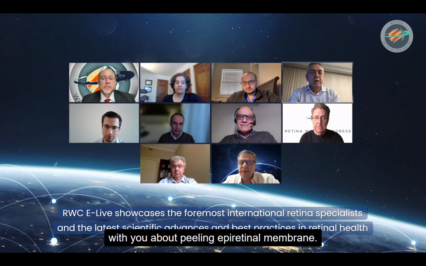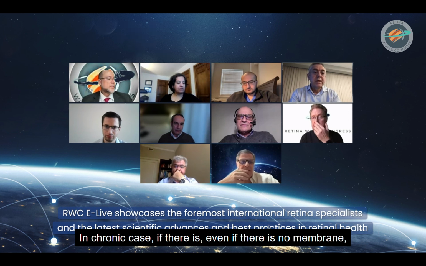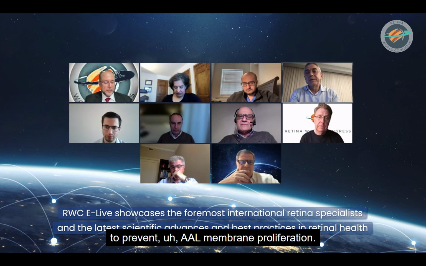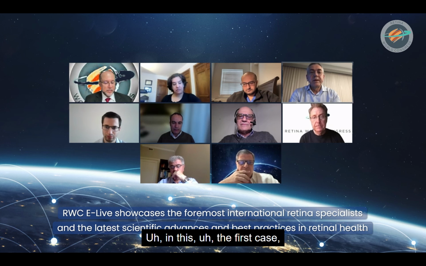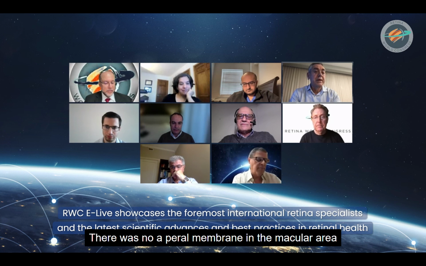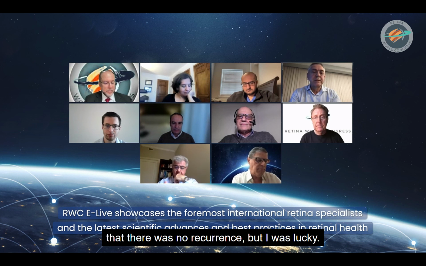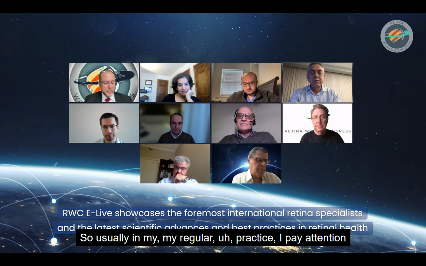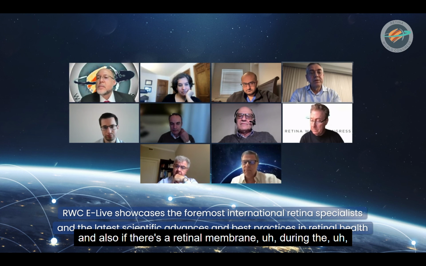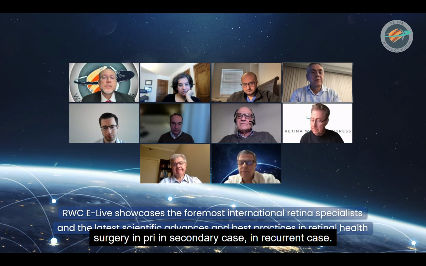I completely agree with you about peeling the epiretinal membrane in chronic cases. Even if there is no membrane, we should remove the ILM on the macular area in recurrent cases to prevent epiretinal membrane proliferation. In this first case, I did not peel the ILM. There was no epiretinal membrane in the macular area. There was no recurrence, but I was lucky. So usually in my regular practice, I pay attention to remove the ILM, and also the epiretinal membrane during surgery in secondary, recurrent cases.